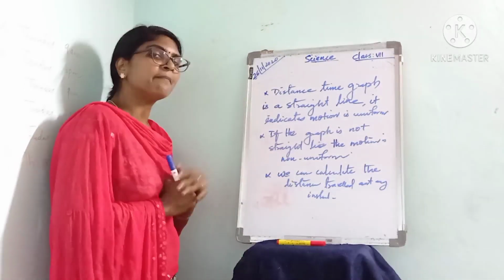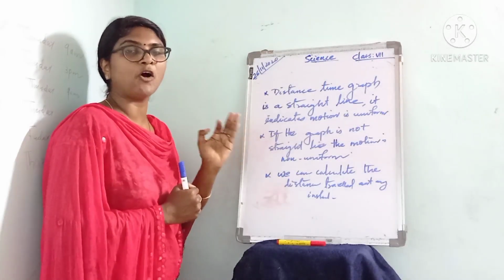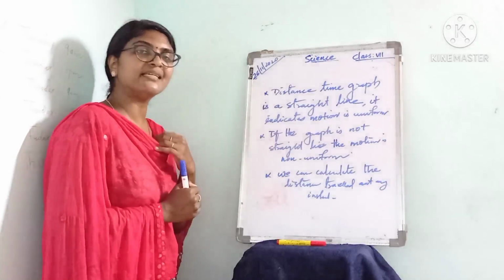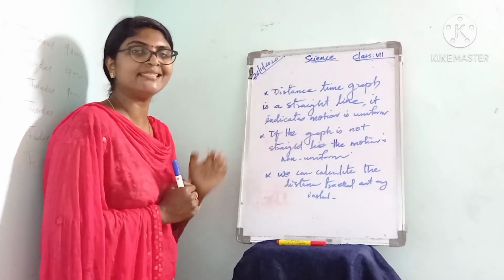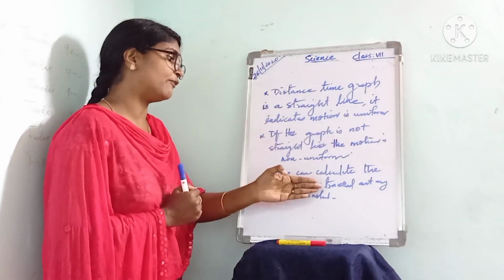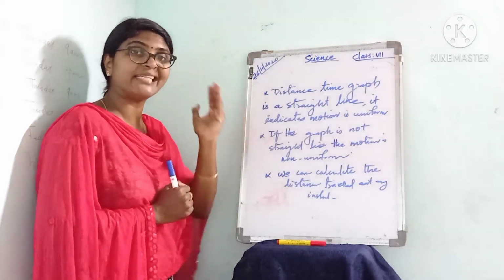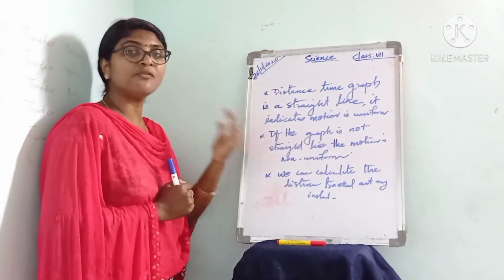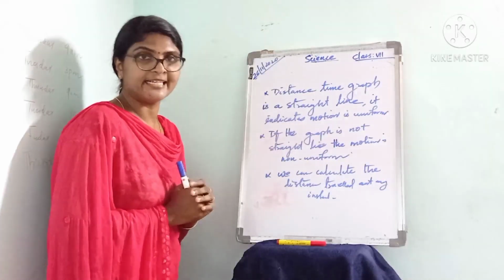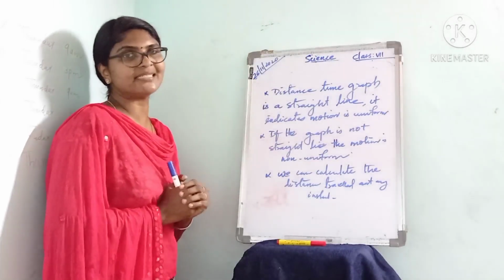The first is, if the distance time graph is a straight line, then it indicates the object's motion is uniform. If it is not a straight line, that indicates non-uniform motion. And from the distance time graph, we can calculate the distance travelled at any instant of time. Also, we can note the time for the corresponding distance. That is about the distance time graph.